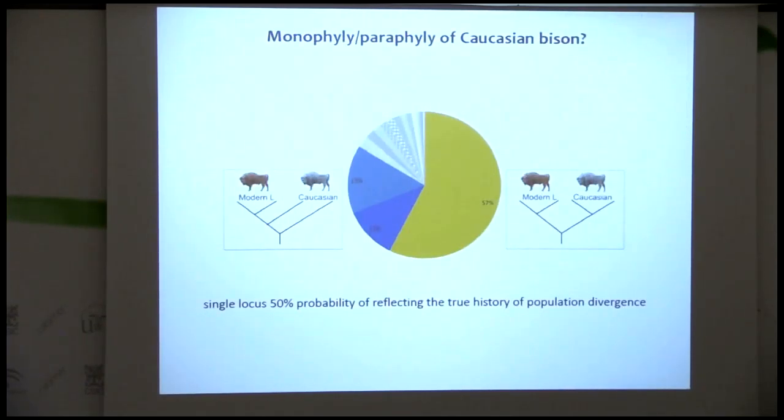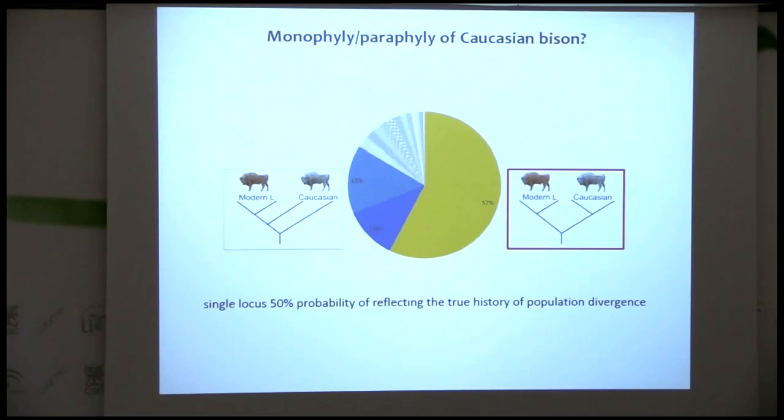Then we tested the issue of either monophyly or paraphyly of Caucasian bison by using the novel approach that I described before. And we found that 57% of investigated genomic blocks suggested reciprocal monophyly of modern lowland bison and Caucasian bison. However, 26% of these blocks suggested paraphyly of Caucasian bison. Also, neighbor adjoining tree based on total and clear genomic divergence suggested paraphyly of Caucasian bison. So, in this situation, we concluded that Caucasian bison are most likely monophyletic.